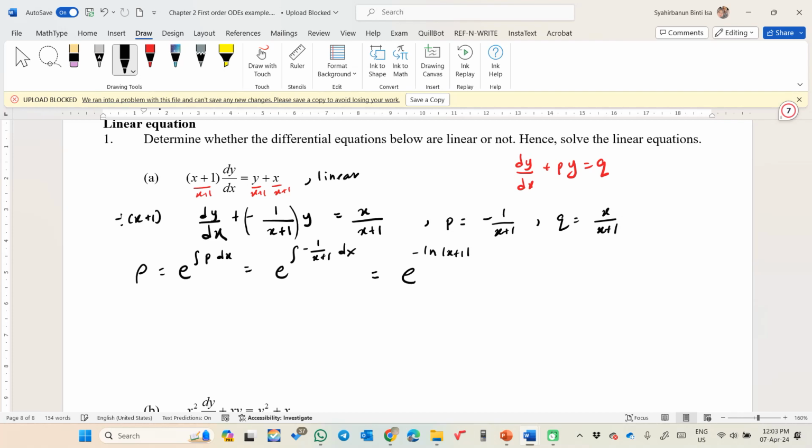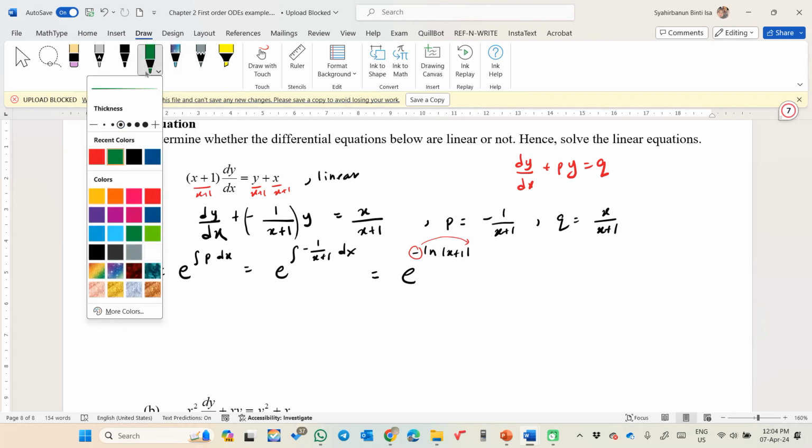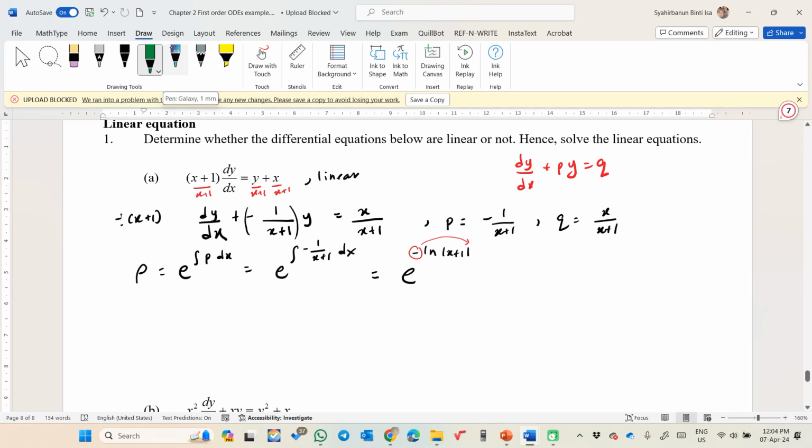We want to eliminate the exponent. We can eliminate the exponent and ln, but first we need to bring the negative sign to the power of the function inside the ln. What does it mean? You need to revise the ln part. If we have a ln b, this is actually ln b to the power of a.